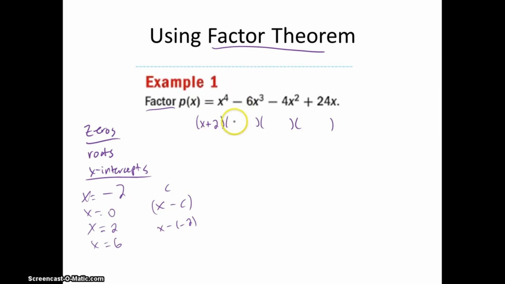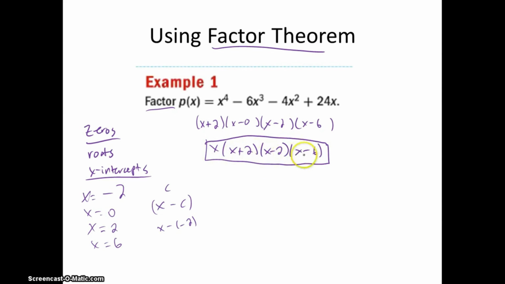The next one's going to be x minus 0. You can probably figure out we can simplify that a little bit. And then we'll have x minus 2 and x minus 6. So that x minus 0, that's just x, so I'm going to put that out front. So x times x plus 2 times x minus 2 times x minus 6. And that's all there is to it. We have factored our polynomial.